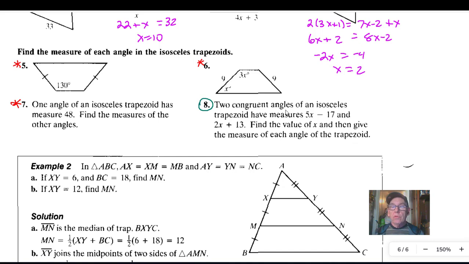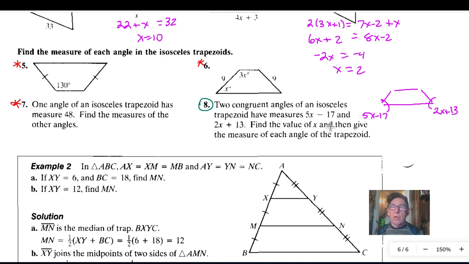Two congruent angles. If an isosceles trapezoid has, so they're not giving us a diagram to go with this one, so I want to supply a diagram. So I'm just going to sketch. It says it's isosceles, so I'm just going to sketch what could be an isosceles trapezoid. Two congruent angles have measures 5x minus 17. This other angle over here then is going to be 2x plus 13.